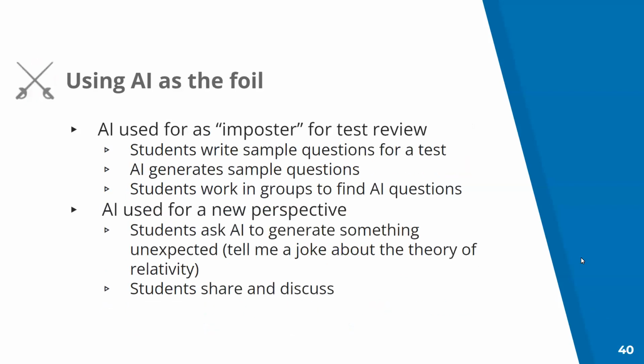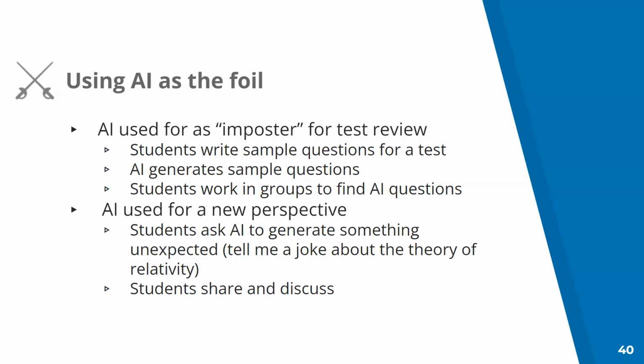So the next category in play is using AI as the foil. This is the counterpoint to the intellectual development that we're already working on in our courses. We've already been playing with that as a society. How do we prove that we're smarter than AI?